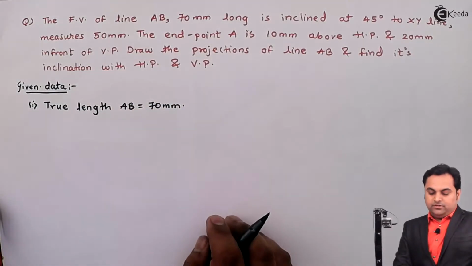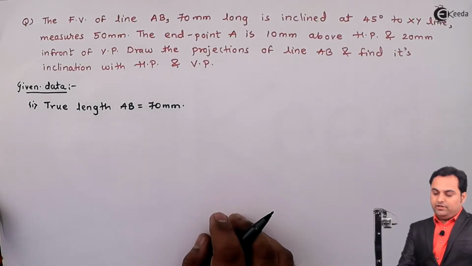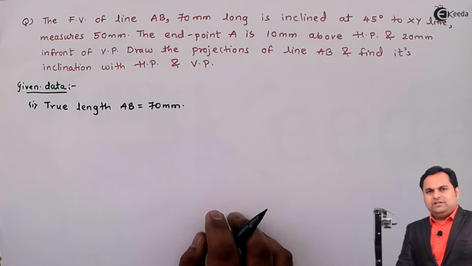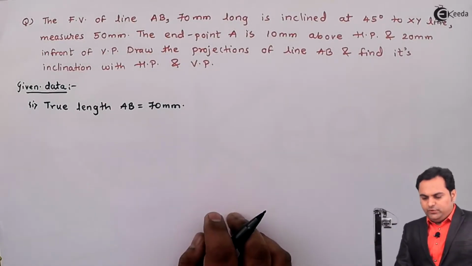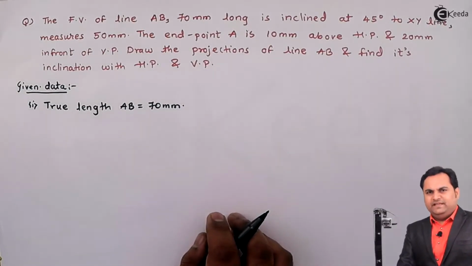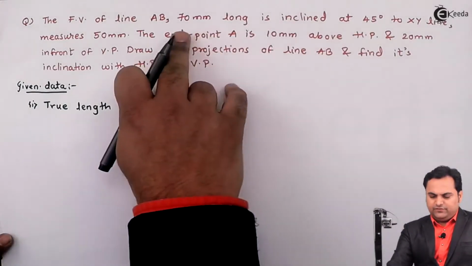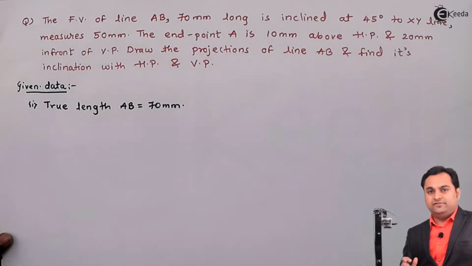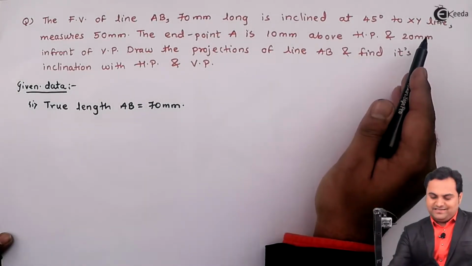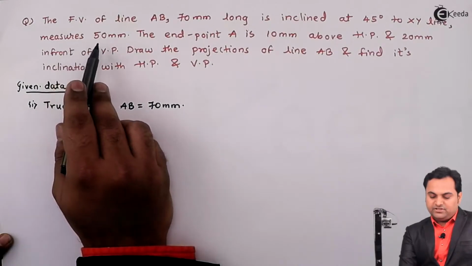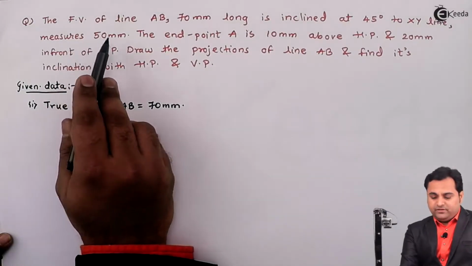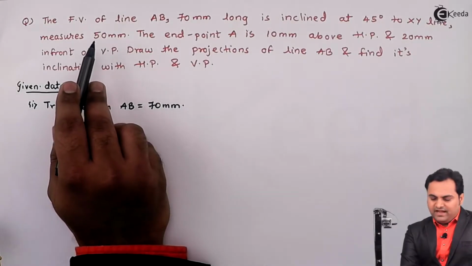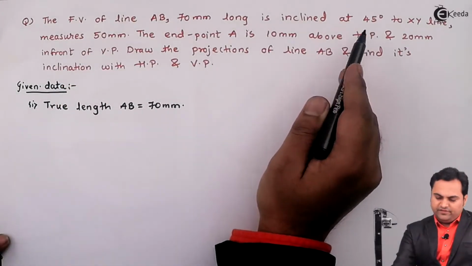Then the front view of line AB 70 mm long is inclined at 45 degree to XY line. So inclination of the front view has been given here. Means this is not the inclination of 70 mm long line, but it is the inclination of the front view. And it is given that measures 50 mm. So the front view of the line is measuring 50 mm and that is inclined at 45 degree.